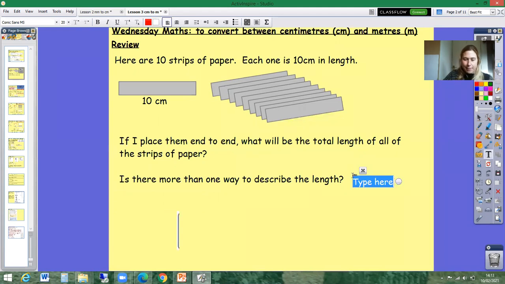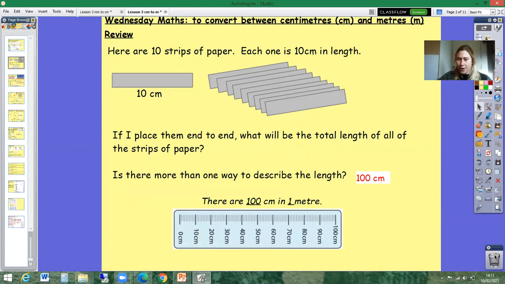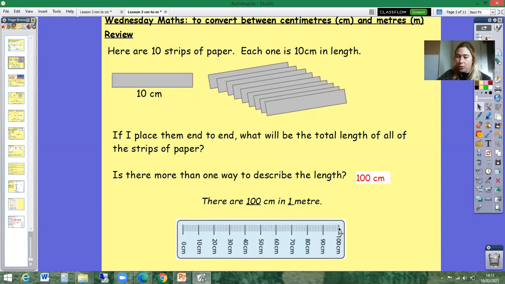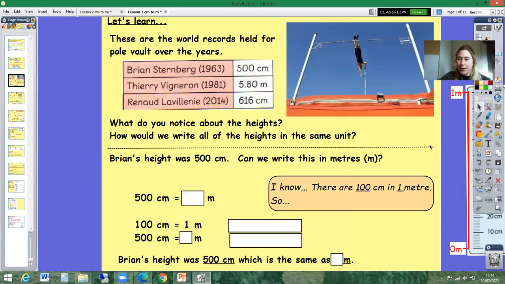but there's more than one way to describe that. Let me just write 100 centimeters here, and let me reveal a number line to you. Okay, now hopefully you remember from yesterday, from your flashcards, get them back out if you haven't done your flashcards today. Hopefully you remember that there are 100 centimeters in 1 meter. So we could count in our 10 centimeters all the way up to 100 centimeters, but we could also call that point 1 meter as well. Okay, super. Now we're going to need to use that information as we go throughout the rest of our lesson. So it will be there.